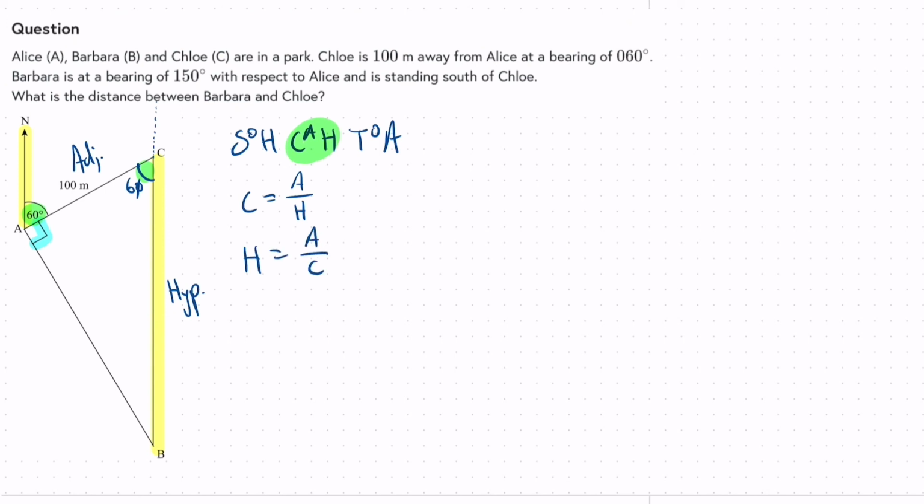So at this point I'm going to start to put in some values. So the line BC is equal to A, 100, over C, which is cos 60, which is equal to 200 meters. So what's the distance between Barbara and Chloe? It's 200 meters.